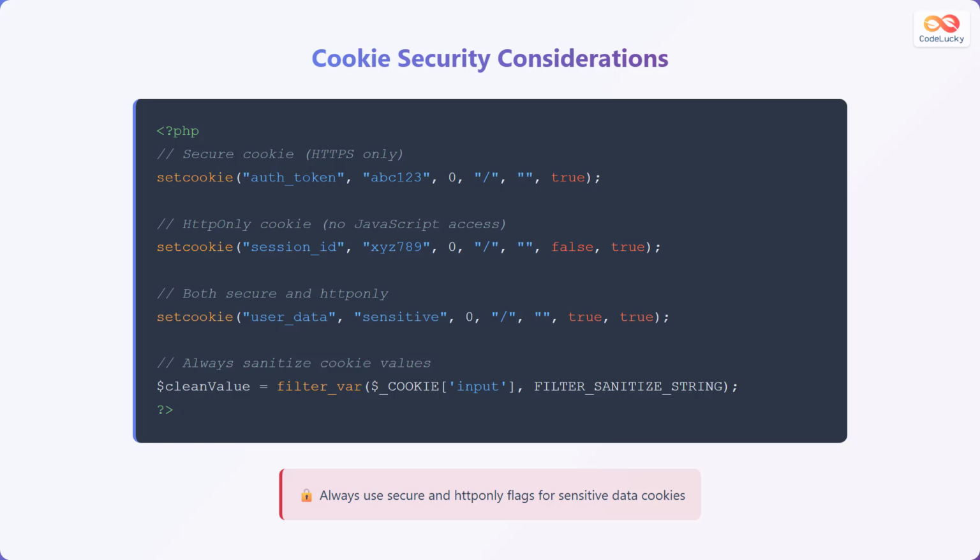Here's how to create a cookie that is both secure and HTTP only. The first argument is the name of the cookie, in this case user data. The second argument is the value of the cookie, in this case sensitive.